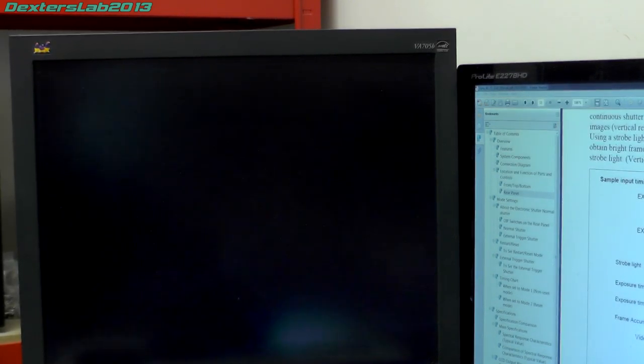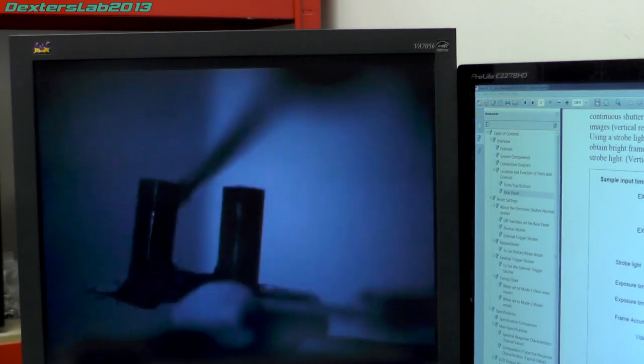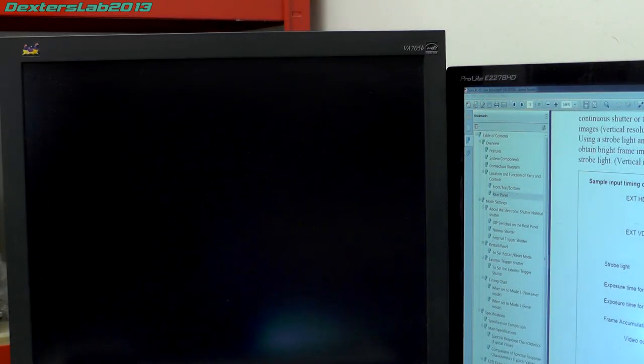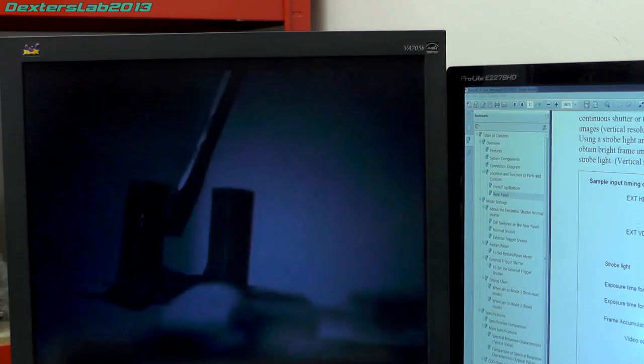So I'm just breaking the beam there with my screwdriver here. See that I can capture it. I'm moving the screwdriver around a little bit, which is why it's moving in the frame, but, and we're looking at this at a slight angle, so it doesn't look quite as good as what it actually is.